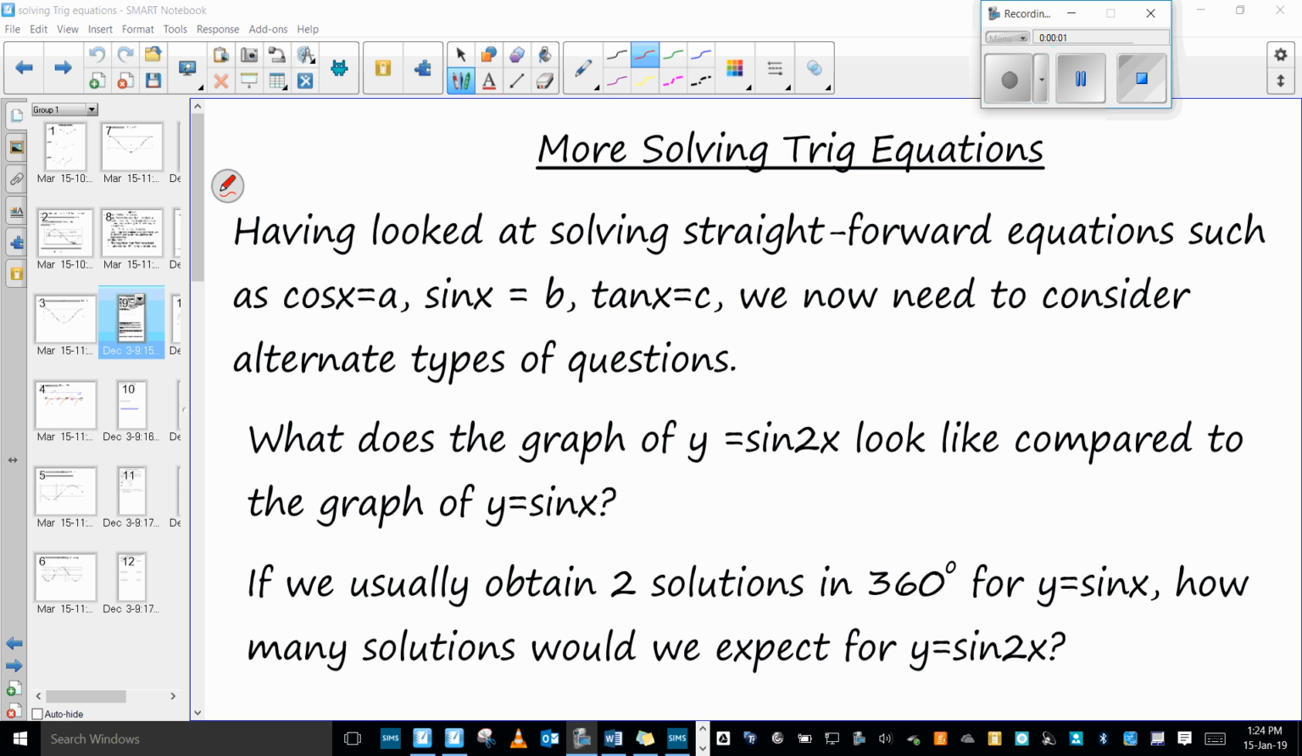When it's just solving straightforward ones, where you've got cos or sine a number or tan a number, we now need to consider alternate types. So, let's try and remember, what would the graph of y equals 2 sine x look like compared to the sine x curve? Here's normal sine x, so 90, 180, 270, 360, 1 and negative 1.